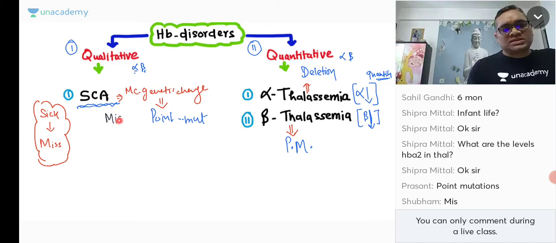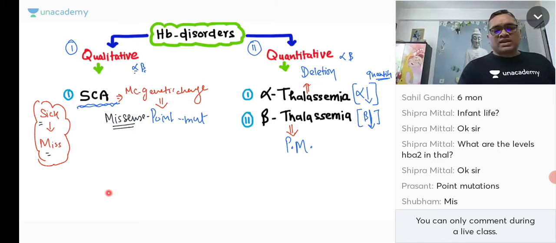So what kind of point mutation? "Sick will miss." It will be having missense type of point mutation because in this, the sense has been changed. Try to understand. I'm just writing it short; I will be writing detail later on. See, the glutamic acid has been replaced by valine. Glutamic acid is negatively charged, and valine is neutral. So that is why the sense has been altered.